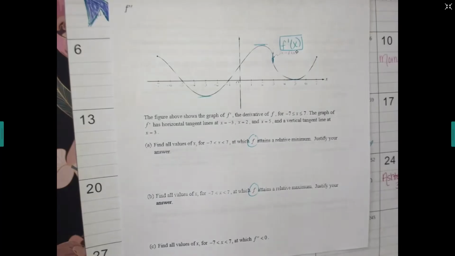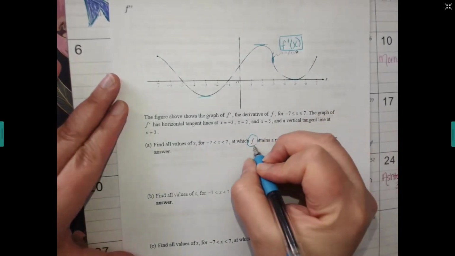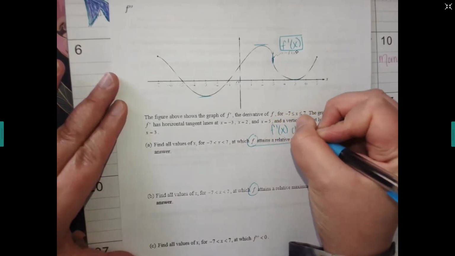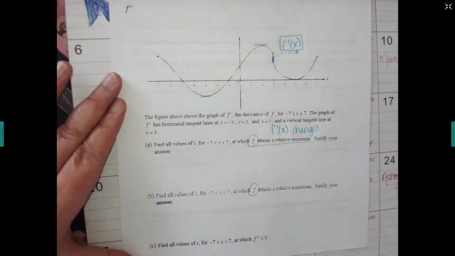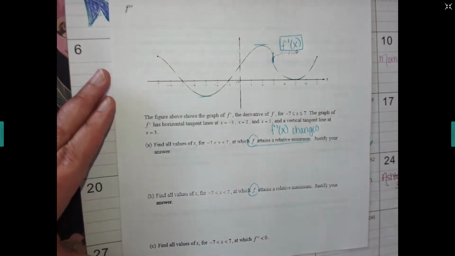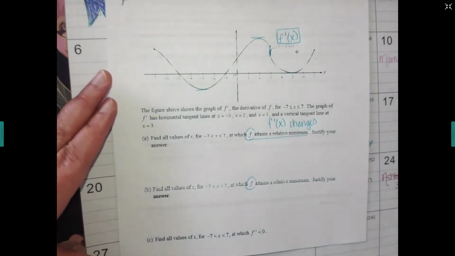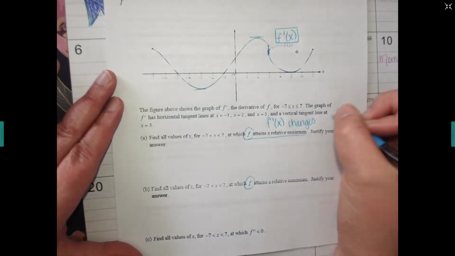Okay, so if I want a minimum, remember that for f to have a minimum, f prime of x has to change which way? Pick me one. Okay, which way does it have to change sign? Do you know? Negative to positive.